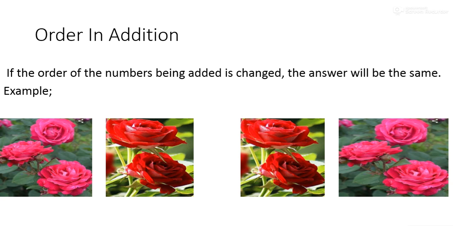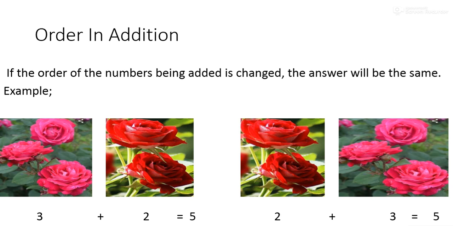The next heading is order in addition. Before, we have seen vertical addition. That has 2 methods. The first method is left and right. Then the second method is up and down. This is also like that. Only the order will be different but the answer will be the same. In vertical addition also, only the method is different; the answer will be the same.